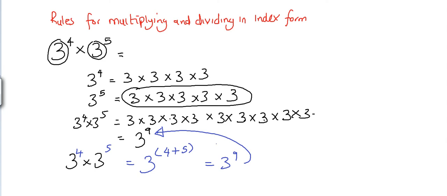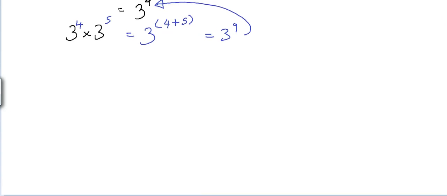So from now on, every time you see 2 to the power of something times 2 to the power of another thing, all you have to do is 2 to the bracket 4 plus 5. So that's basically it, really, isn't it? Okay, let's try dividing.